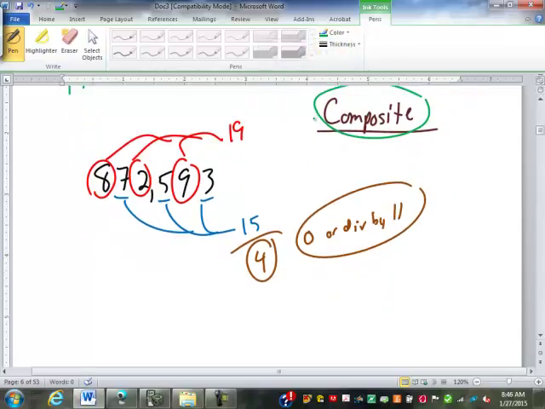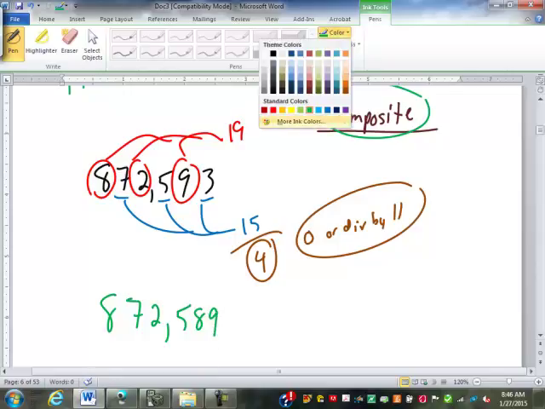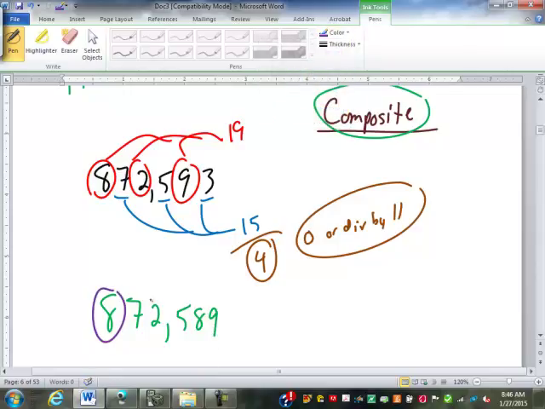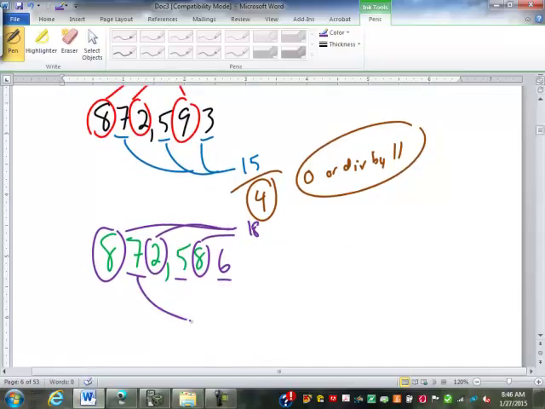However, if this were 872,586, let's try that. 8, 2, and 8 make 18. I screwed that up. Should be a 6 here. That's 18. And then 7, 5, and 6 make 18. The difference between them is 0. So that number is divisible by 11.